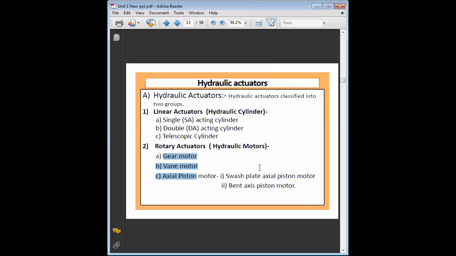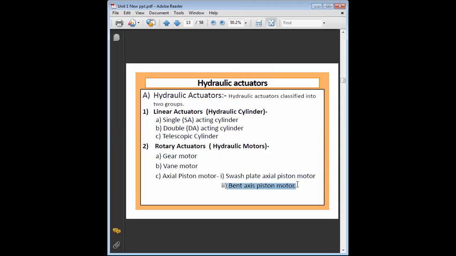One is the swash plate axial piston motor, and second is the bent axis piston motor. For each and every category or subgroup of this type of actuators, we are going to see its working principle, construction, and its symbol, one by one. That also we are going to check.